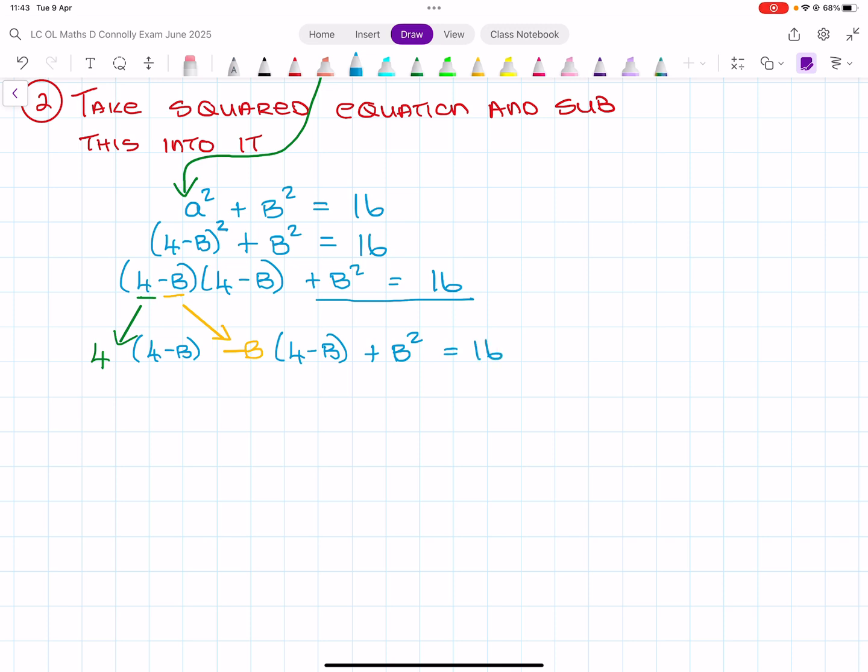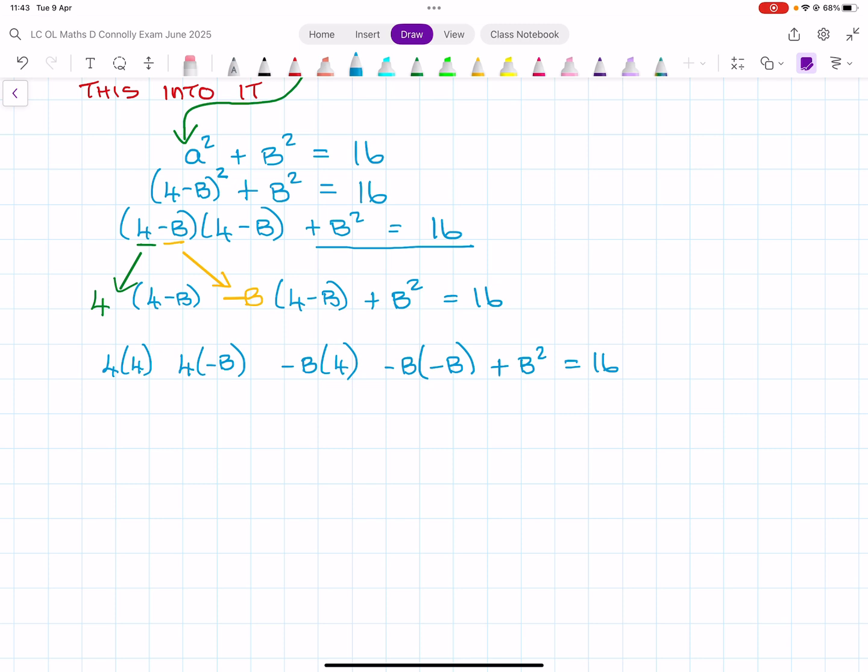So we multiply the green 4 by its bracket: the green 4 by the 4 inside the bracket and the green 4 by the minus b. Then the yellow minus b by the 4 and the yellow minus b by the minus b. And then plus b squared and equals 16. That's just getting tagged on the whole way down. I've not done any work with it. It's just literally there in every line, every time.